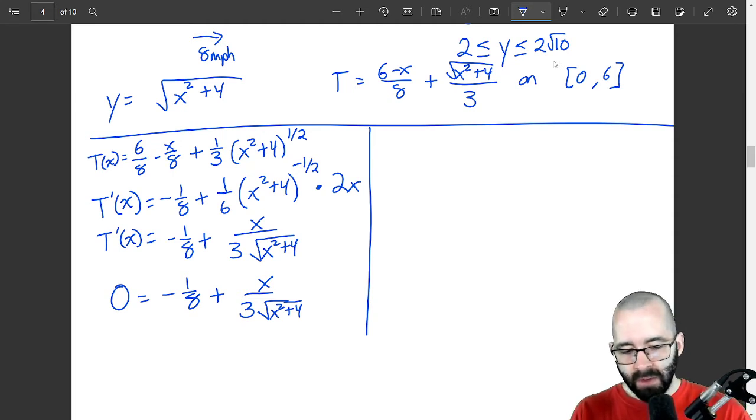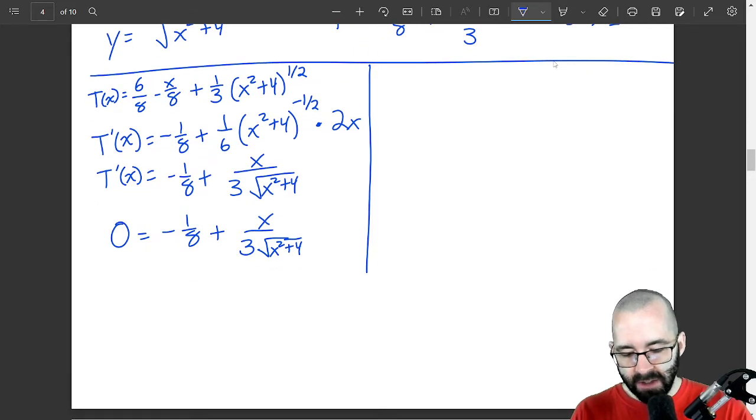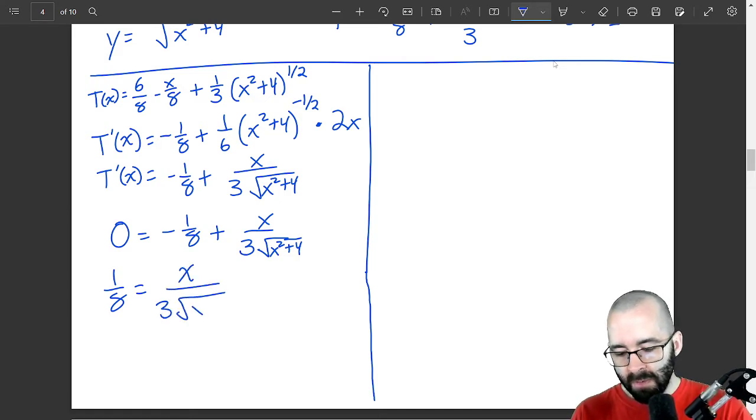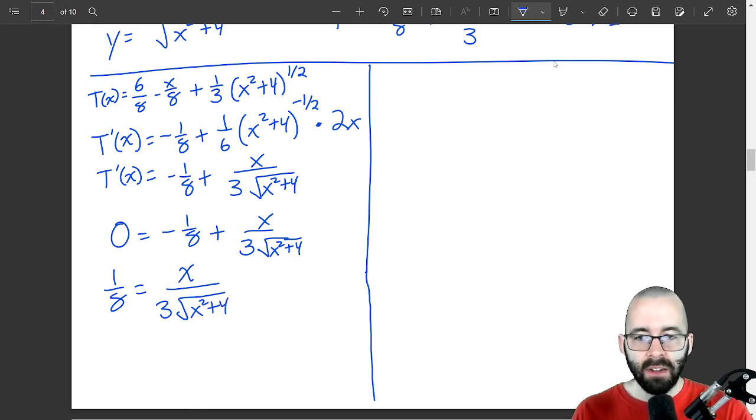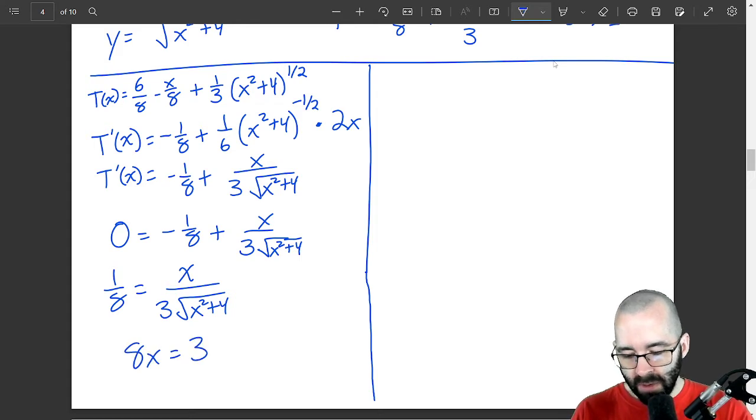I think multiplying by the LCD is a really good strategy here, but I think a lot of people would just add 1/8 to both sides. So again, I'm going to try to show things as I expect a lot of you to do them, but both are good. Because then we can cross multiply. We cross multiply, and we'll get 8x equals 3 times the square root of x squared plus 4.